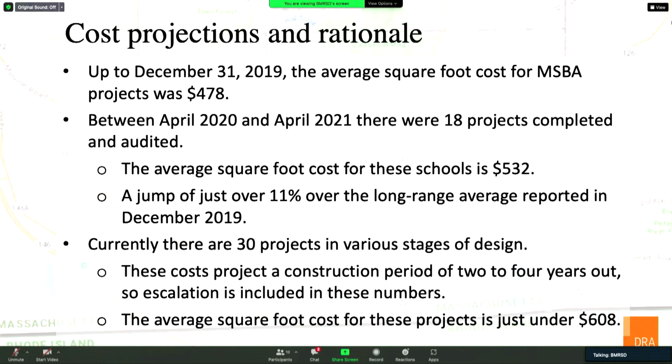The 30 projects that are currently in design stage that have budgets that are in the hands of the state, that's the orange and the blue dots off to the right end, they average out at $608. So you're going from 532 to 608 in 10 months. But isn't new construction around 700, a little over $700 a square foot right now? Depends on what you're building and where you're building it.